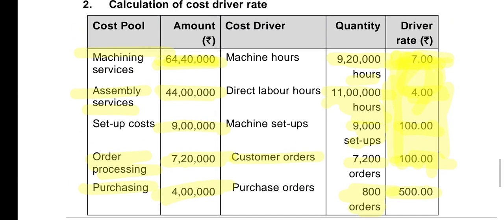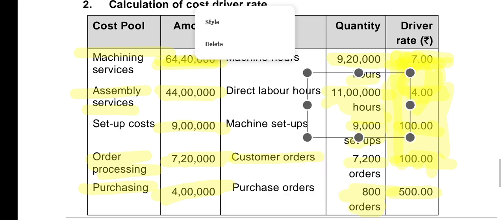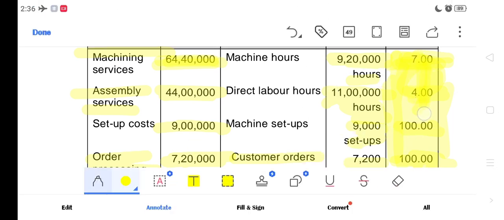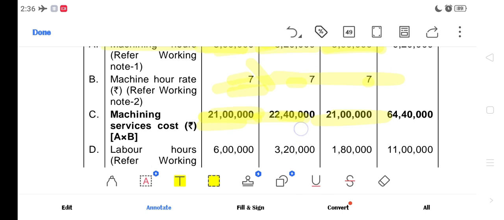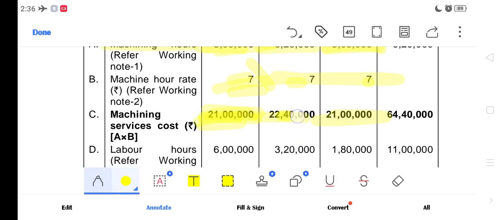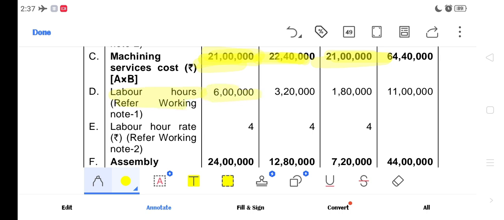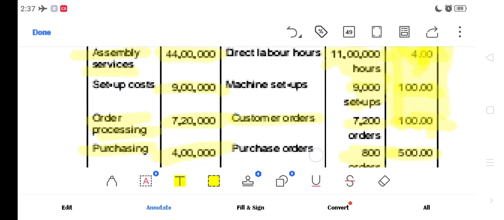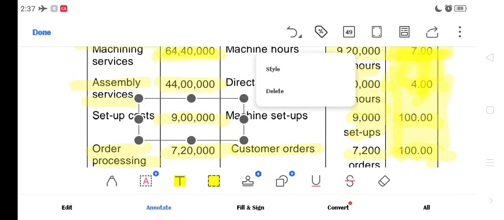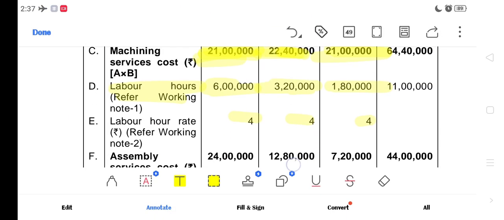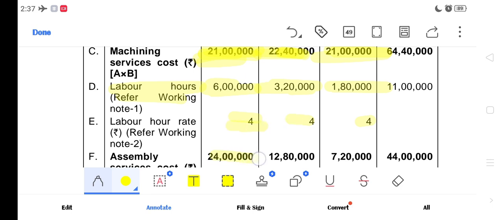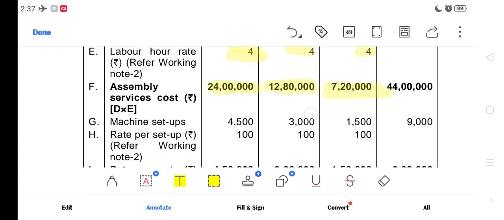So you calculate the per cost driver rate, so this is called driver rate. 7 rupees you got. So here you multiply with 7 rupees, you get 21 lakh, 22 lakh 40 and 21 lakh. And the same with labor hours also. So 6 lakh total labor hours are there for product B and product C. You copy the same. And how much per hour rate is there? 4 rupees. We have seen in the driver rate it is 4, right? So that only you copy here. So 6 lakh into 4, 24 lakh. And for product B and product C you do it.